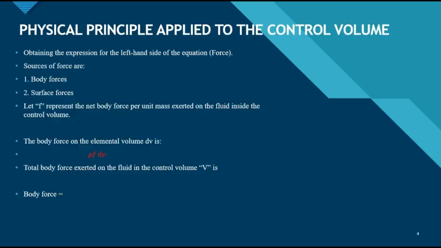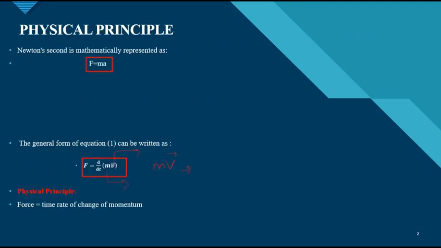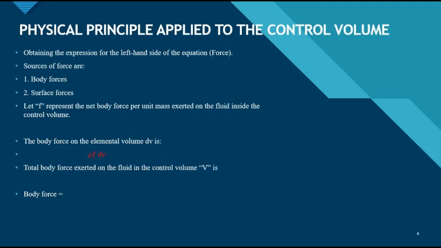Proceeding further, we apply the physical principle to this control volume. Initially, we will try to obtain the expression for the left hand side of the equation, which is the force. What are the forces acting on this fluid when it is flowing through this fixed control volume? To obtain the expression for the force acting on the fluid flowing through this control volume, we need to know the sources of force acting on this fluid. The sources of force are body forces and surface forces. We have two sources here.